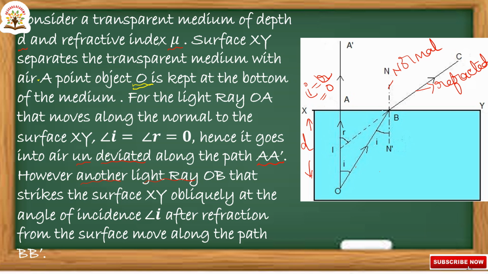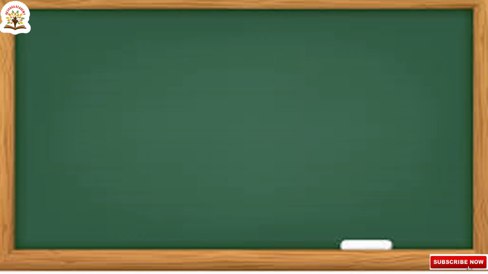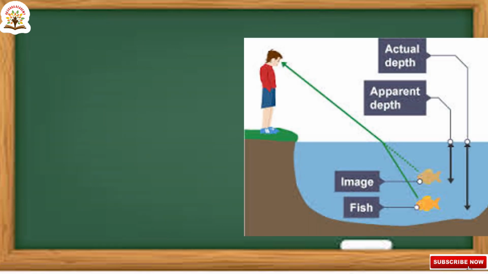Now the light ray OB strikes the surface XY obliquely at the angle of incidence. This is the angle of incidence. After refraction from the surface, it moves along the path BB dash. Next, this is the picture where we are finding the real depth and apparent depth. Now we are taking the example of a fish. This is actually the fish here. The place of the fish is here, but this is the image of the fish.